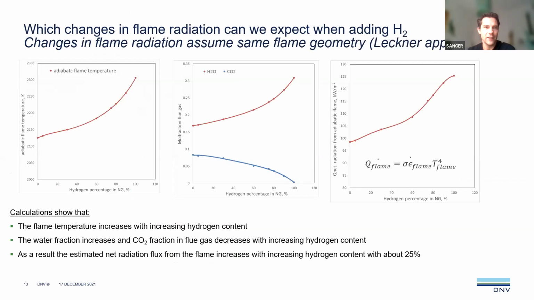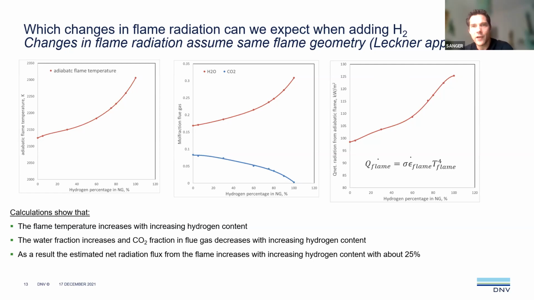The next slide, I did some calculations just to give you a flavor. On the left-hand side, you see the adiabatic flame temperature as a function of the hydrogen percentage in natural gas. And what you see, of course, is that the adiabatic flame temperature increases when you switch to hydrogen combustion. In the figure in the middle, you see the changes in flue gas composition that radiates. So the water and the CO2 molecules, they both radiate, which is very important for the heat transfer via radiation. What you of course see is that CO2 drops, but the water fraction increases, which compensates partially the radiation losses from the drop in CO2.